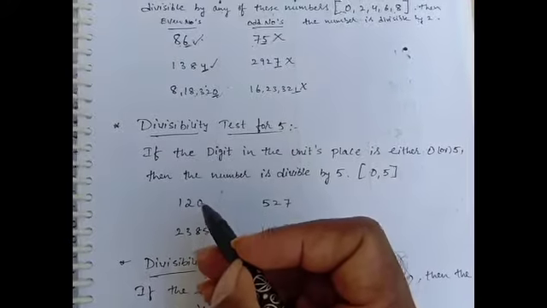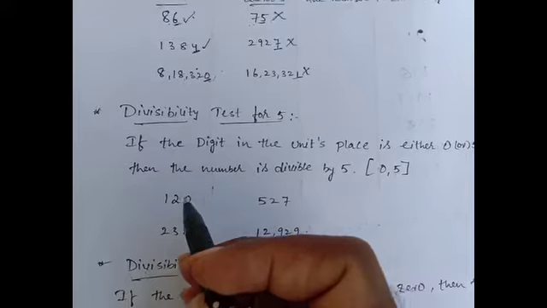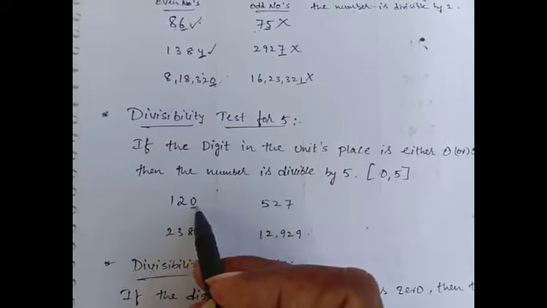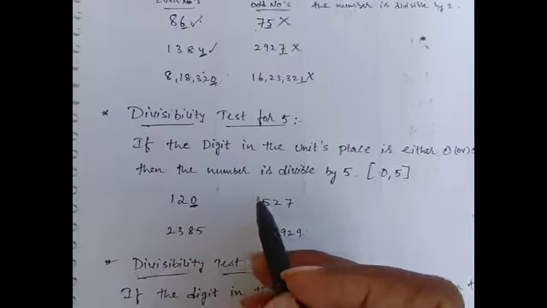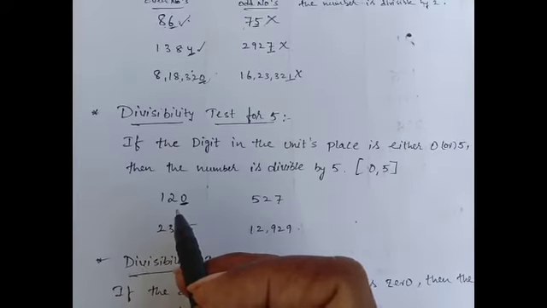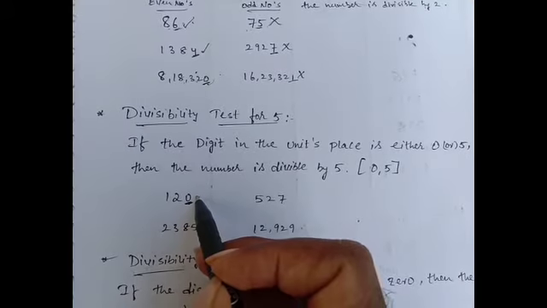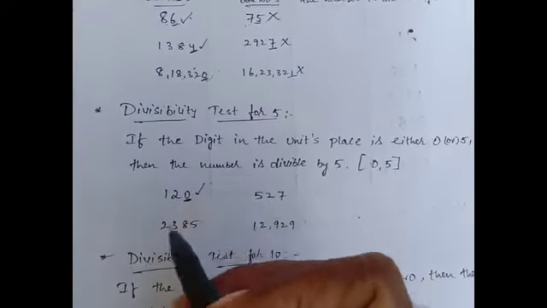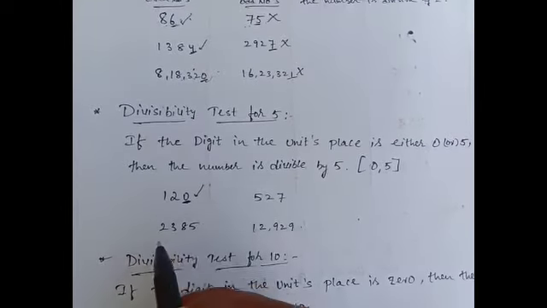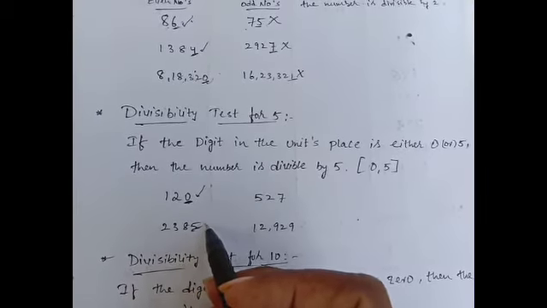Now let us see some examples here. Just four numbers taken randomly, and the number 120, the units place is 0, and hence if the units place of the number which is to be tested for divisibility by 5 has 0 or 5 in its units place, then you can say the number is divisible by 5. Hence 120 is divisible by 5. In the same manner, let's check this number 2385. Here also the unit digit is 5. So hence this number is also divisible by 5.